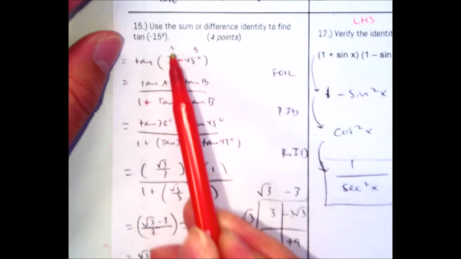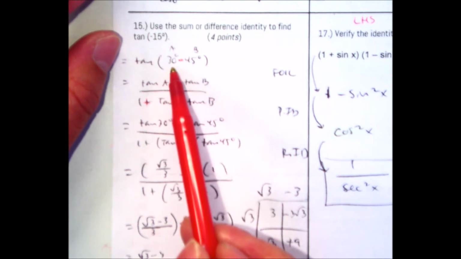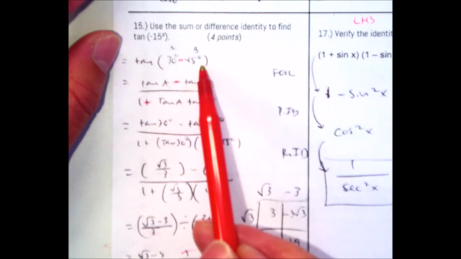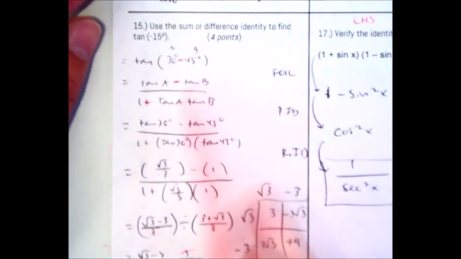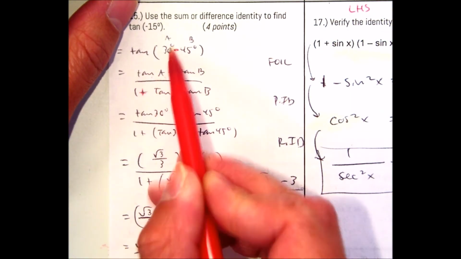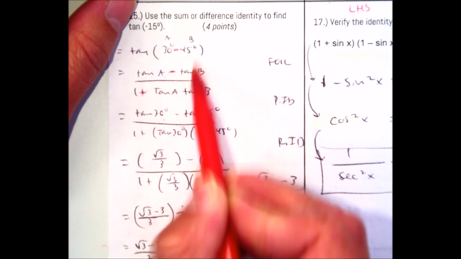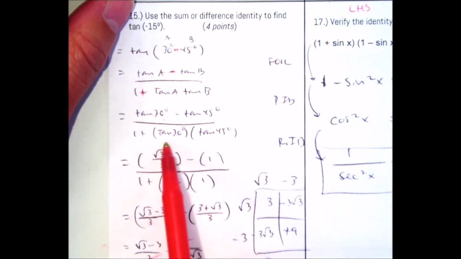So your A value for mine, now you could have chosen something else. You could have chosen a different number. 45 minus 60 would have been correct. So your numbers might be slightly different, but I was trying to look at the math that you were using. Mine is tangent of 30 degrees minus the tangent of 45. So I'm just putting the A's and the B's back in. Over 1 plus tangent of 30 times tangent of 45.